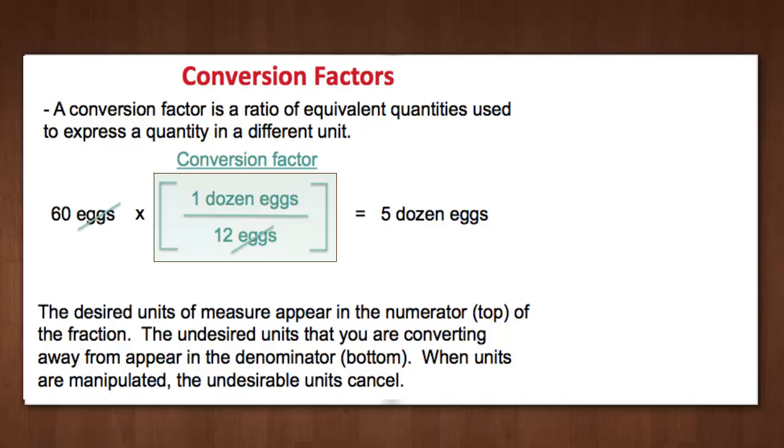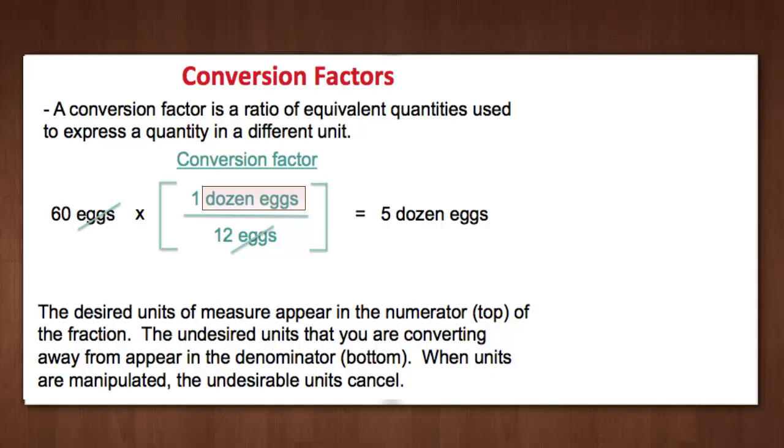Now, how did I know what to put where? Well, there's a simple rule for this, okay? Look at the units you want to get rid of or convert away from. I call these the undesirable units. Now in this case, that's eggs. Eggs is the undesirable unit. You always put the undesired unit in the denominator or the bottom of the fraction. You put the desirable unit in the numerator or the top of the fraction. Here that's dozens of eggs, so that goes up top, okay? So desired unit up top, undesirable down at the bottom.